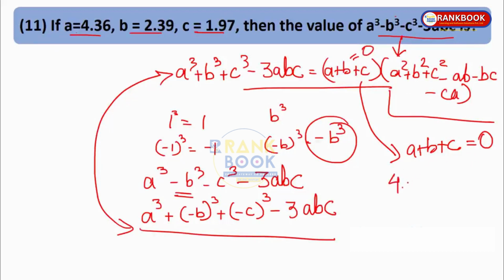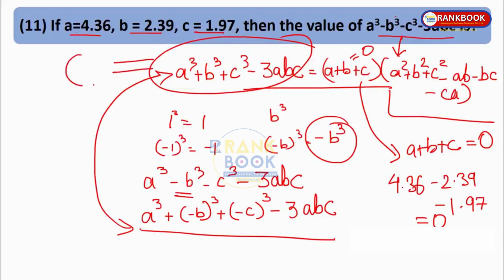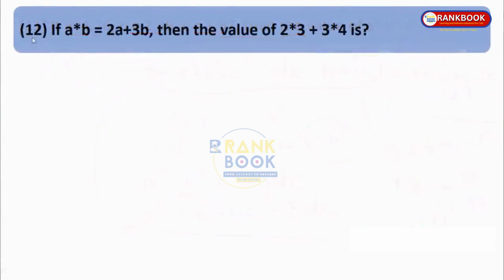What is a plus b plus c? Here a is 4.36. Now here b, we cannot directly write b as 2.39 because here we consider the value of b as minus b. So what is b? Minus 2.39. Same way c is minus 1.97. On adding, you will get the value as 0. If this is 0, that means a plus b plus c is 0. That means this entire thing is equal to 0. So the answer of a cube minus b cube minus c cube minus 3abc is 0. See how easy it is. If you know the formula, you can simply use it, substitute values and check what is the answer.